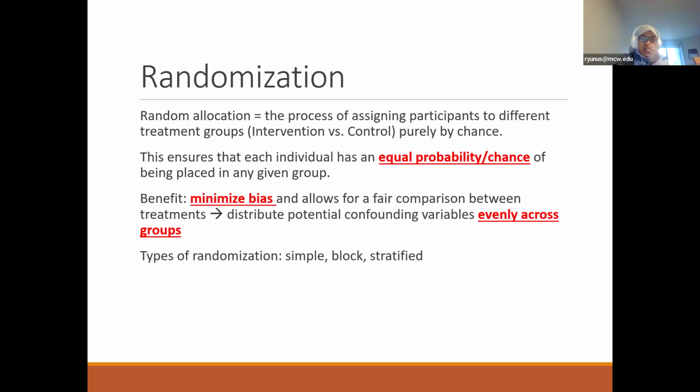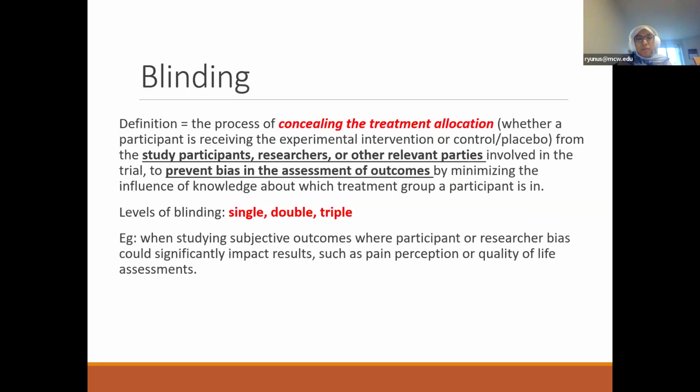There are three types of randomization. I'm just going to mention them to you; we're not going into the details. Sometimes people perform what is known as simple randomization. There is a different type, which is block randomization, and you can also do stratified randomization. These refer to different steps or processes that you do when you try to randomize your study subjects.